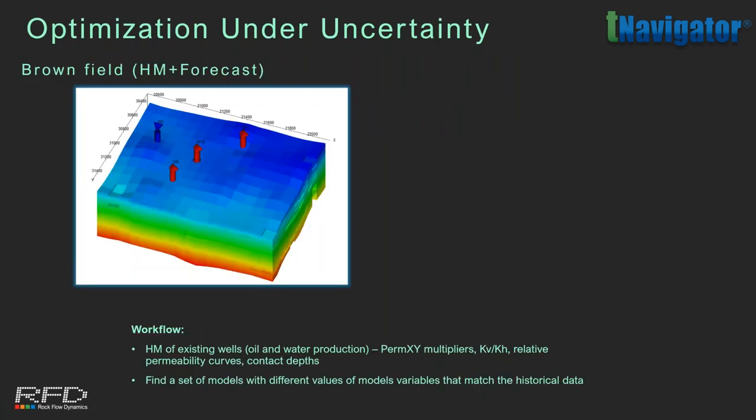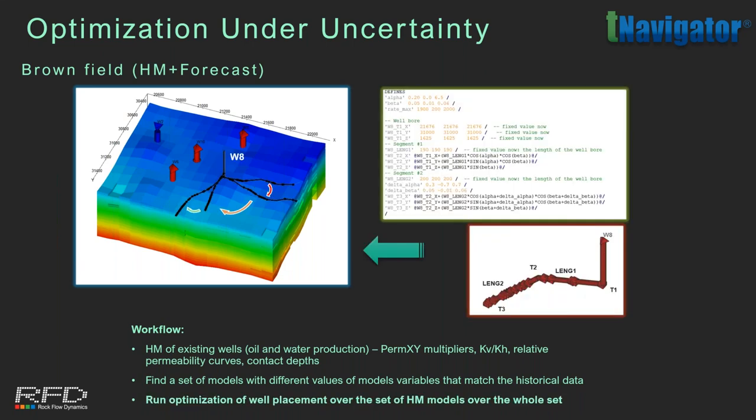Okay, so now I would like to go for a demo, and I'll show you a specific example, a very small test model with one injector, three producing wells, and a short history. In this case, we are going to use permeability multipliers, KVKH, relative perms, and contact depths as uncertainty parameters to produce multiple realizations for the prediction. And then based on this set of models, we are going to optimize the trajectory of a new horizontal well.